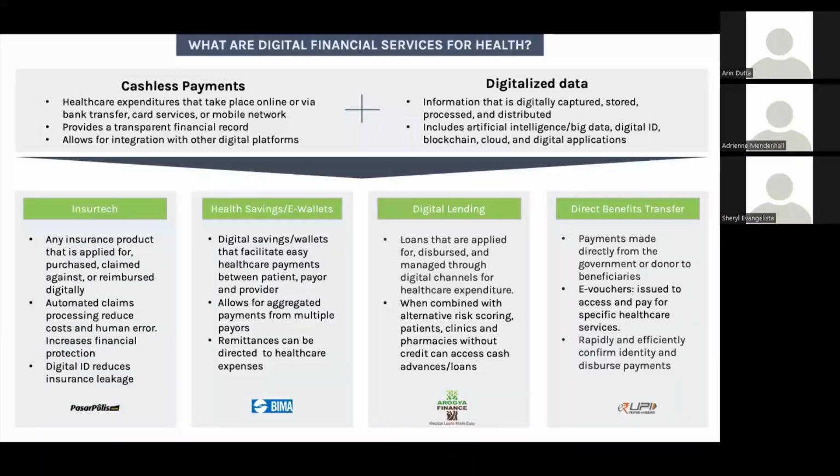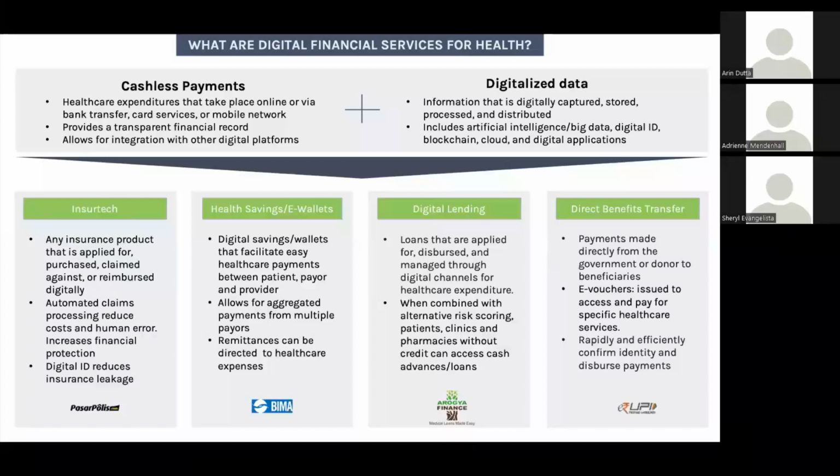But what's quite interesting as well is we've seen that these models, once they're in use, allow for aggregated payments from multiple payers. So you can have donor insurance, co-pays by the patient. All of these funds are going into one wallet that is then able to be used for one expenditure. It's also a nice way for when family or friends are sending money home from abroad, they can direct that specifically for healthcare expenses by making remittances directly into a wallet.